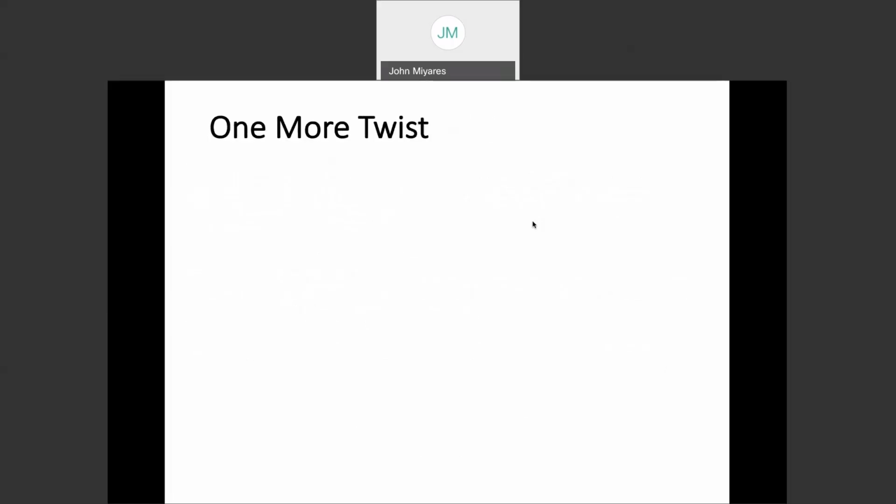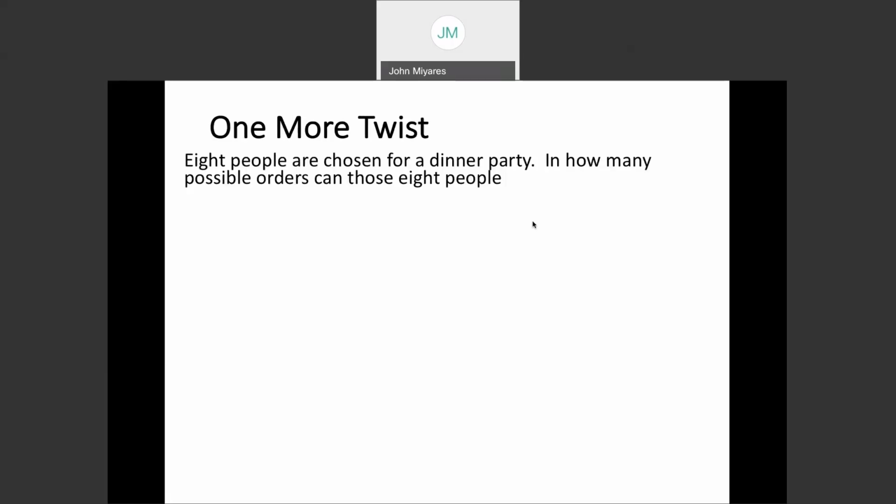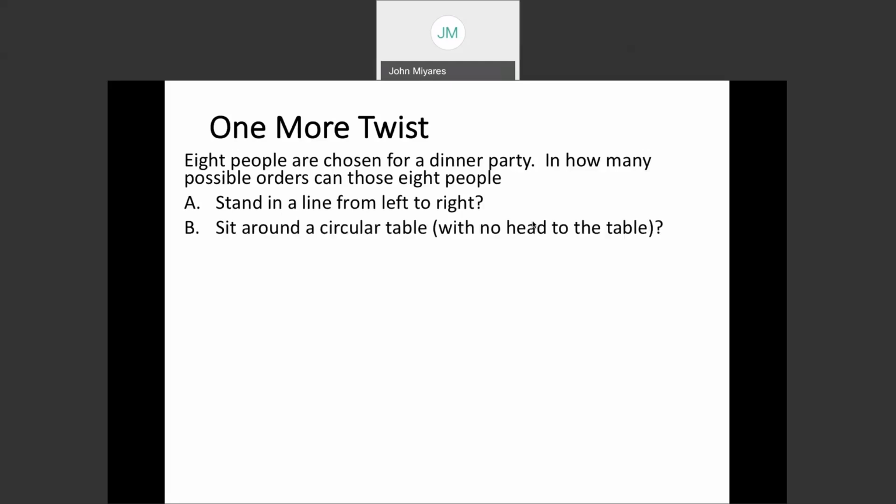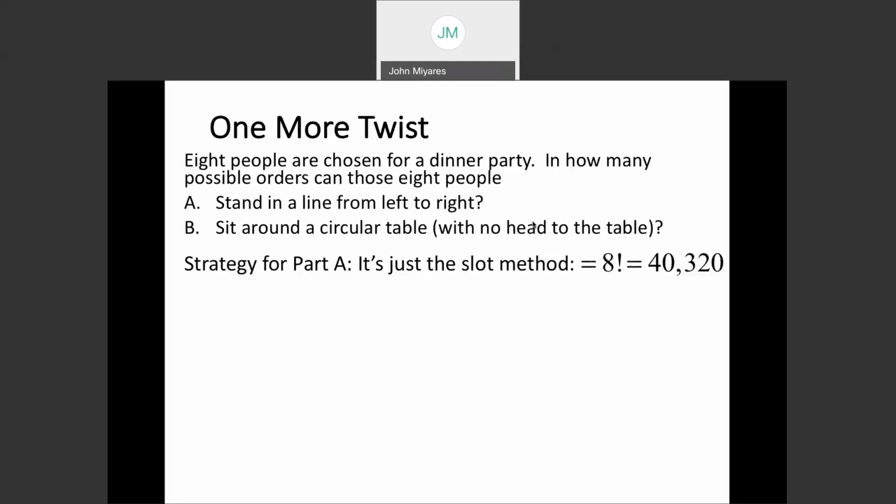I've got one more type of combinatorics problem that I'd like to introduce before we close this out. Suppose 8 people are chosen for a dinner party. In how many possible orders can those 8 people be A, standing in a line from left to right, or B, sitting around a circular table with no head to the table? The strategy for part A is no different from what we've done before. There's 8 people, 8 places they can stand, the order matters, so it's just going to be 8 factorial, or 40,320.